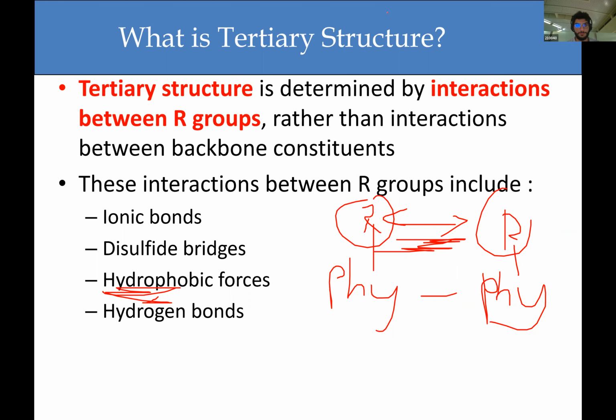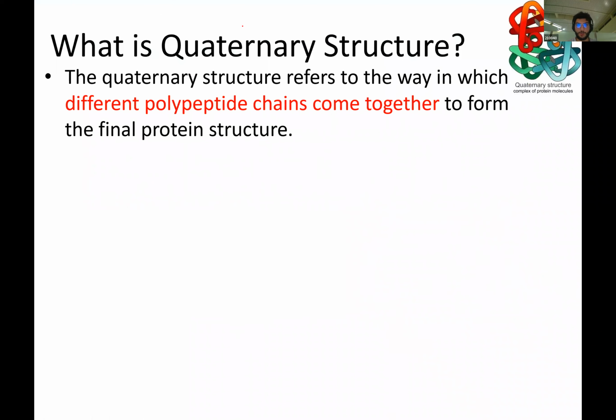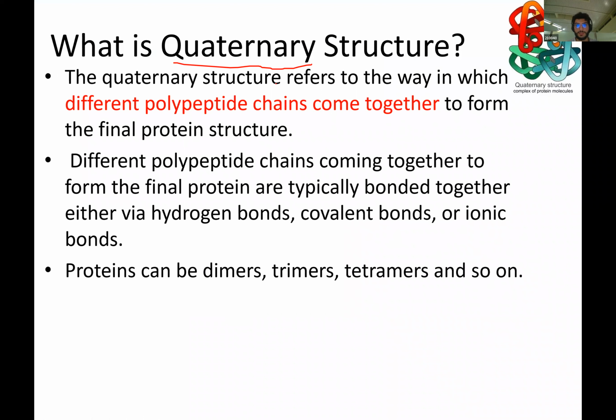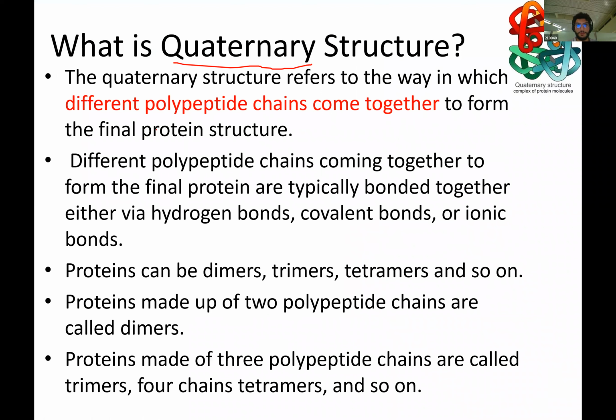Is everything clear, Noor? All right, perfect. So the next structure, which is the simplest of them all, is the quaternary structure. Basically, it's just different polypeptides that come together. We have a protein over here, another protein over here, and another protein over here. When these very big bulky chains of amino acids fit together like jigsaw puzzle pieces, this is what we call the quaternary structure.